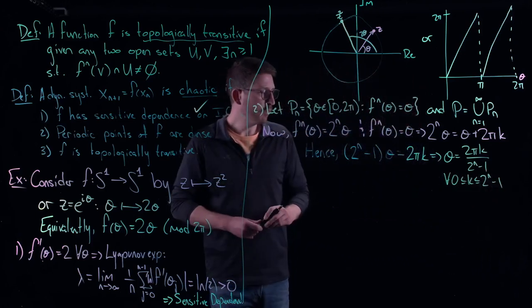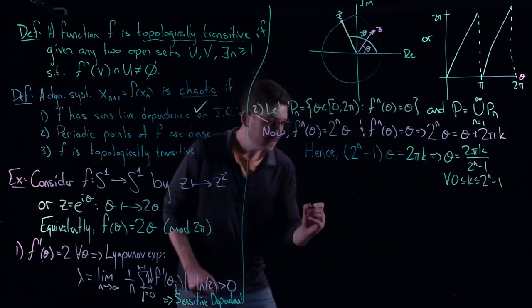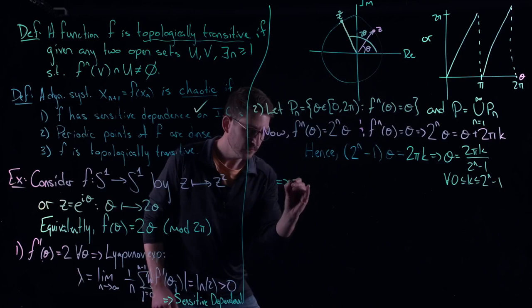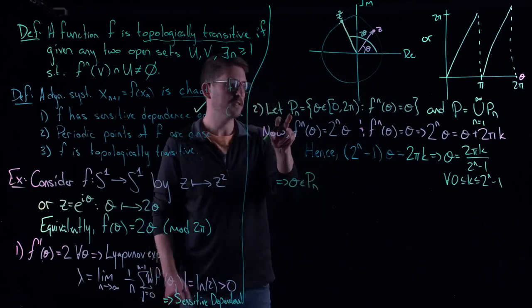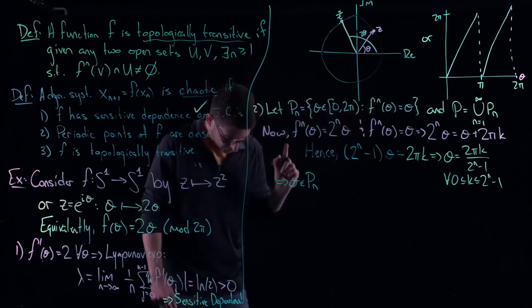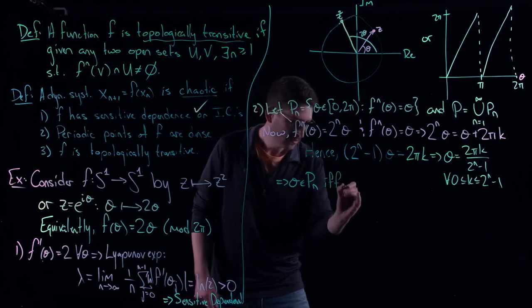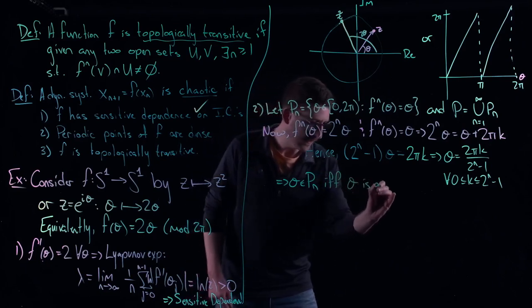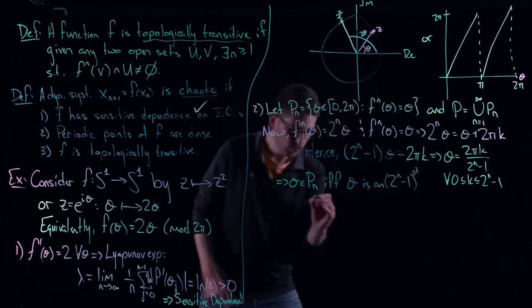So, what does this actually mean for us? Well, this tells us that theta is in P_n, remember, my set of all points that come back to themselves after n iterations, if and only if theta is a (2^n minus 1)th root of unity.